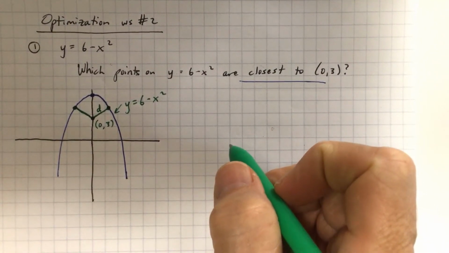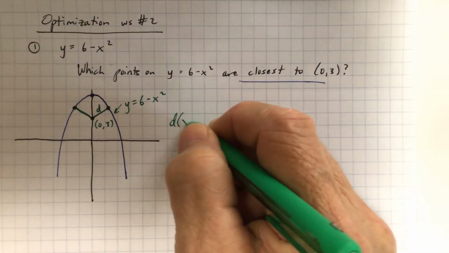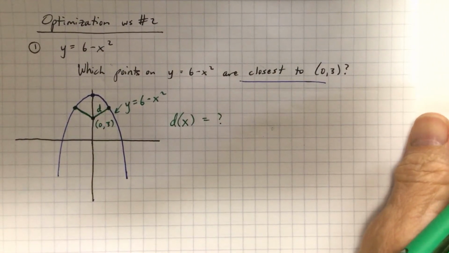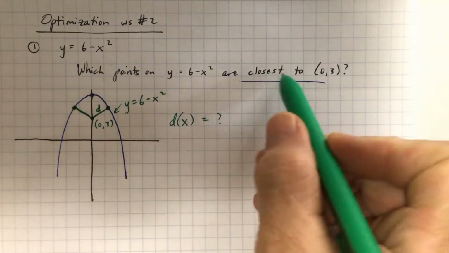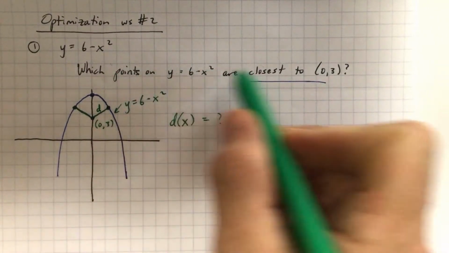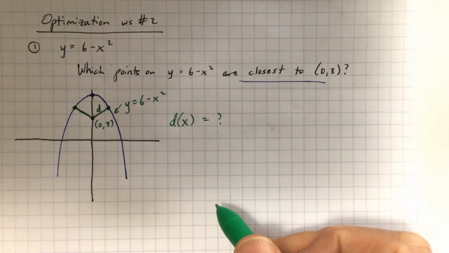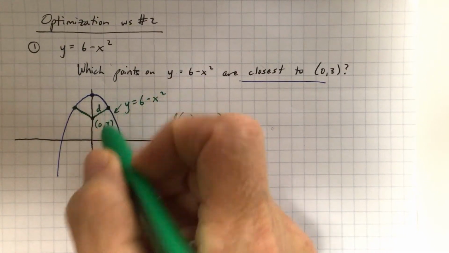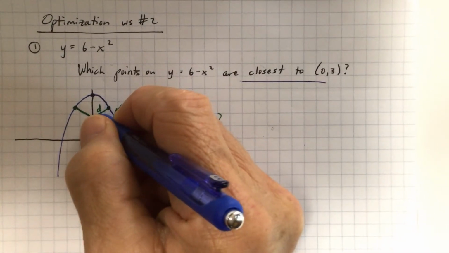And so we have to figure out how we are going to express the distance in terms of just one variable. That's one of the major hurdles to being successful in figuring out how to find that actual distance, or whatever points are closest to 0, 3. So we have to create a function, the distance expressed in terms of x.